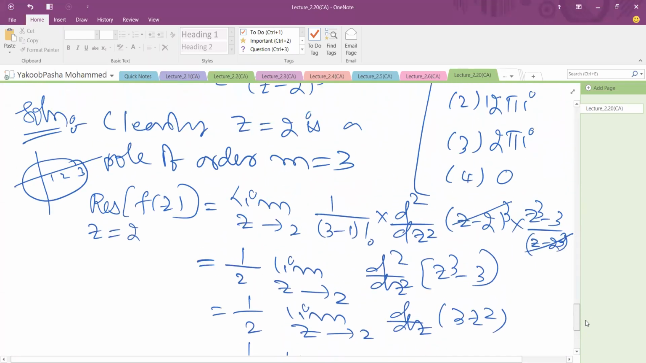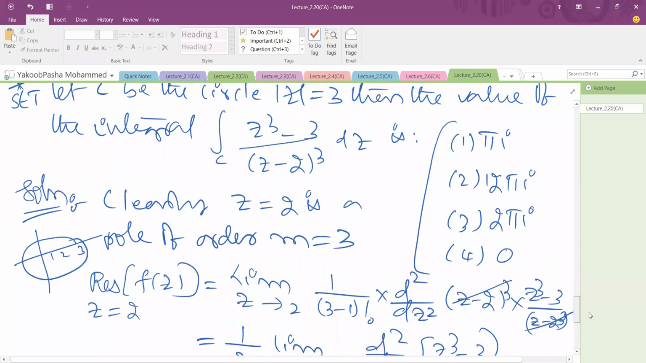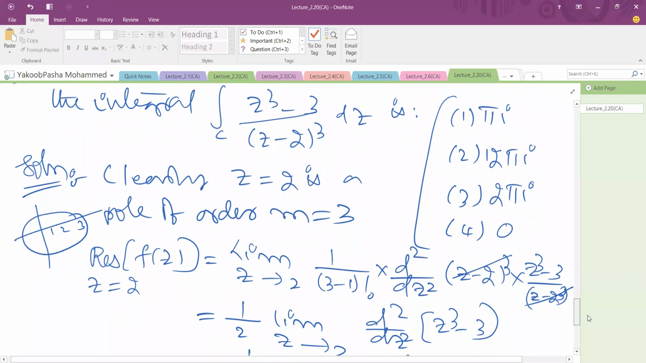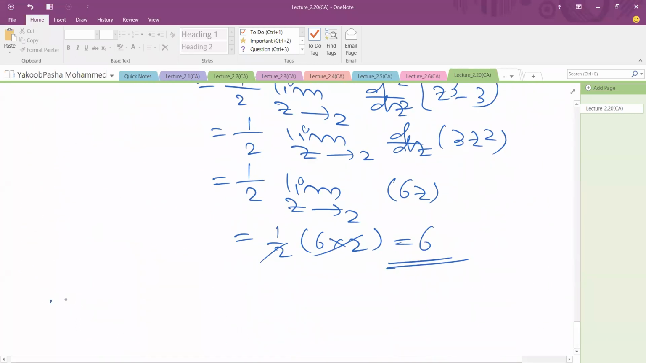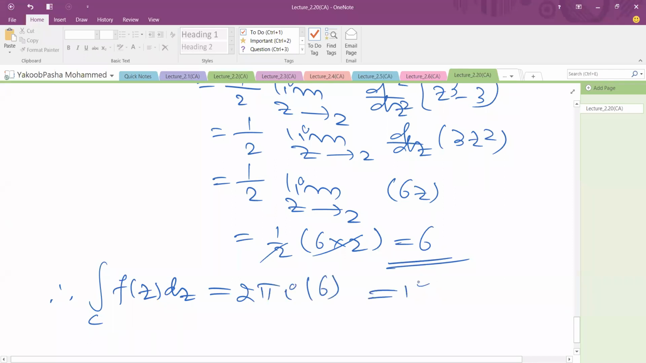But we have to calculate the integral value. So 2 pi I into 6, that is nothing but 12 pi I. We can use the definition of residue. Integral of f of z dz is equal to 2 pi I into 6, that is equal to 12 pi I. This is the integral value of the given function. Okay. Now I'm taking another problem.